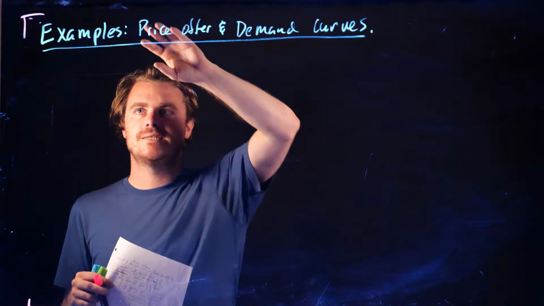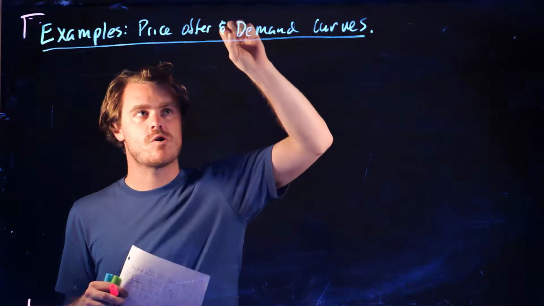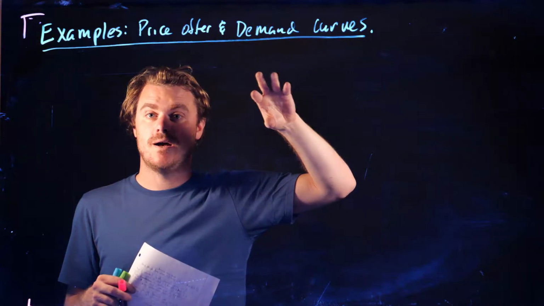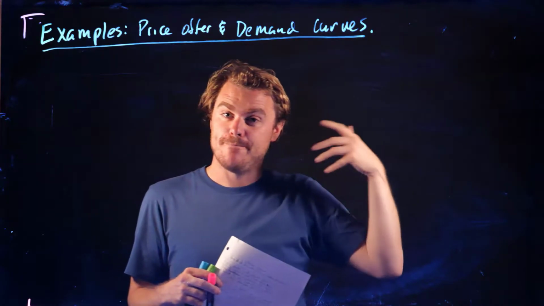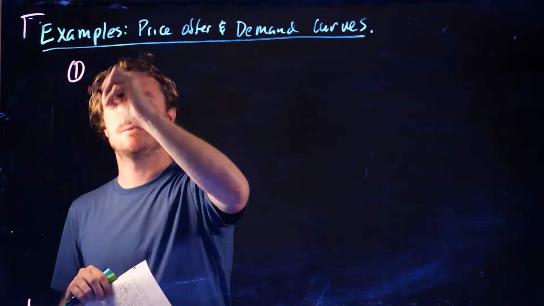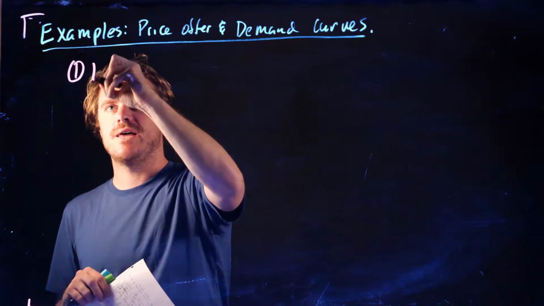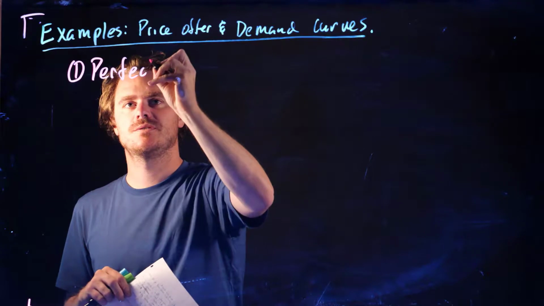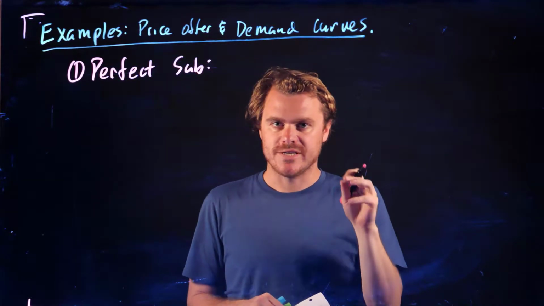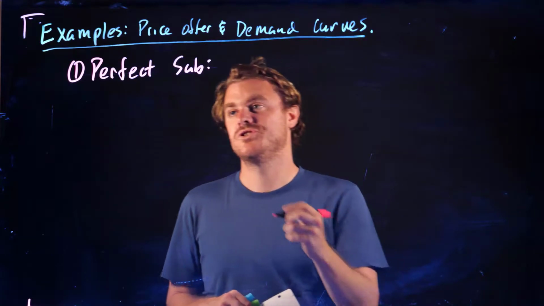So we've learned these concepts of a price offer curve and a demand curve. So let's apply these concepts to these different preferences that we've seen before. The first preference that we'll apply this to is perfect substitutes. And we're going to assume that it's a one-for-one substitution.